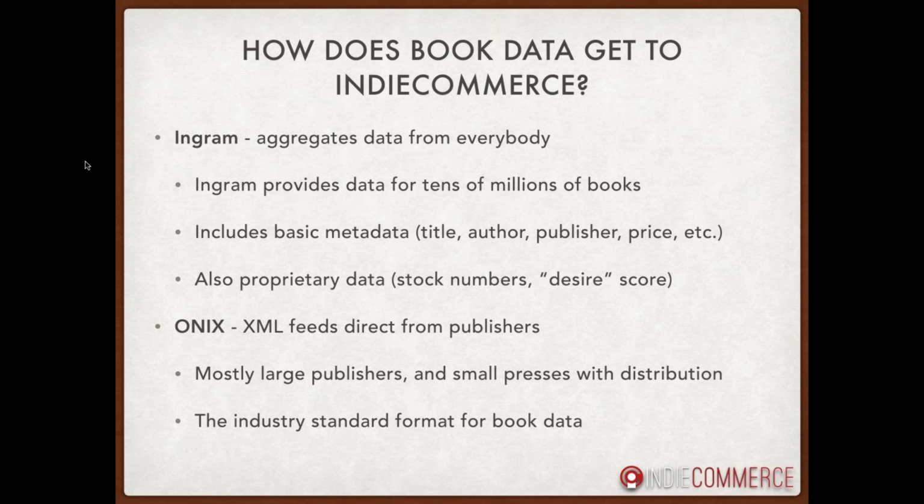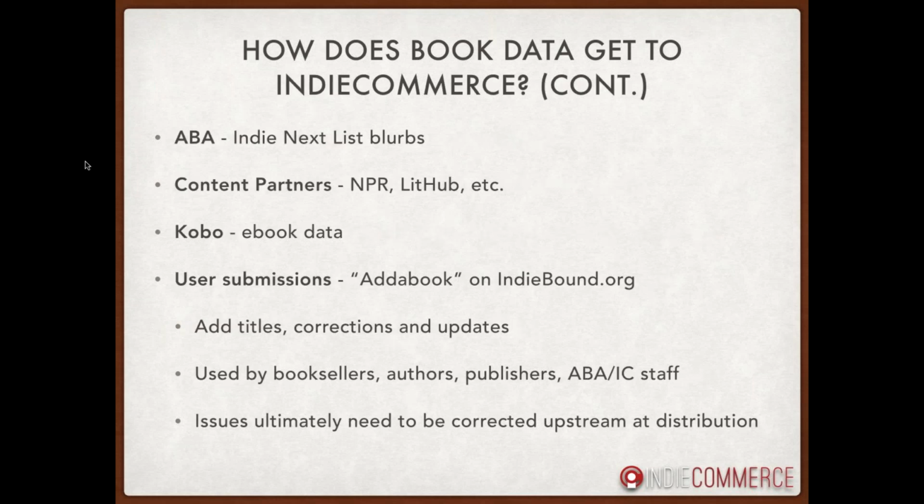We also receive data from publishers in a format called Onyx. So Onyx is an XML format, which is just a type of data feed that you can receive. And basically all publishers, for the most part, either provide their own Onyx or they provide it through a service that does Onyx distribution for them. Many small presses will supply their Onyx feed through their distributor. So most participants in the industry use this format. It's an industry standard format for book data, and for most cases, it's the upstream version.